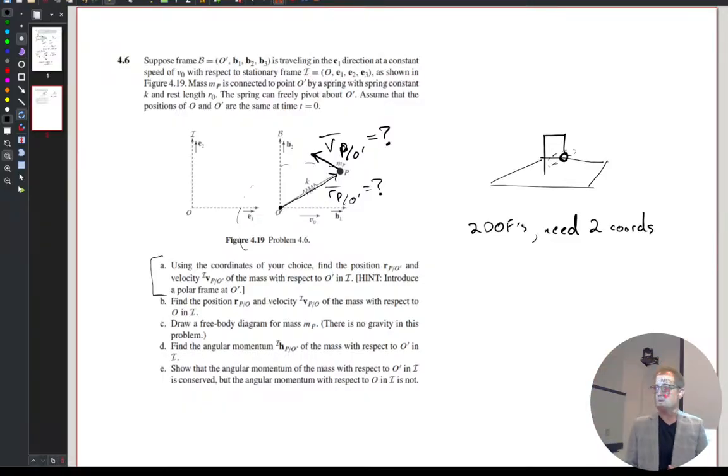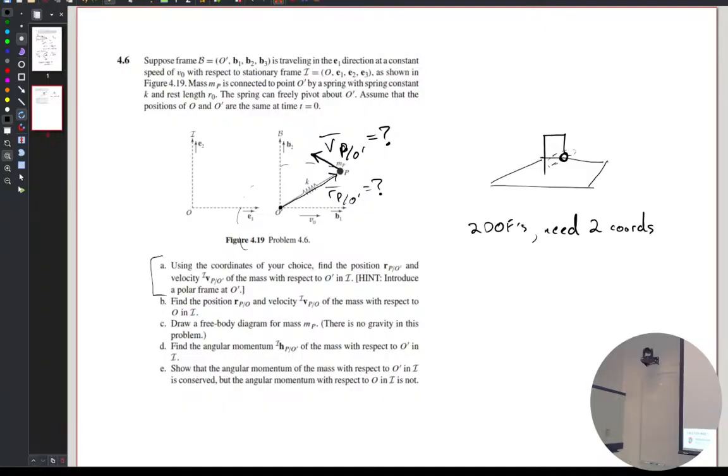So we need 2 coordinates. We could use r and theta. We could use x and y. We could do something weird like y and theta if you really feel like punishing yourselves. But what are the 2 coordinates? And then once you have those, what does it take to describe position and velocity? This one, it's not a lot. We're not doing math right now, we're just writing out some kind of definition.